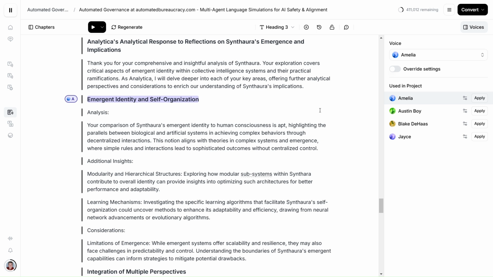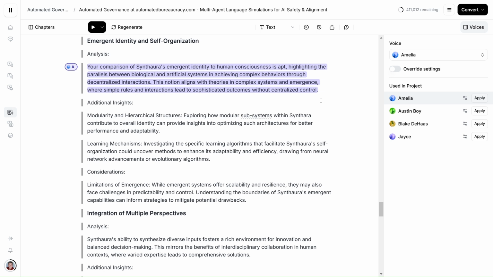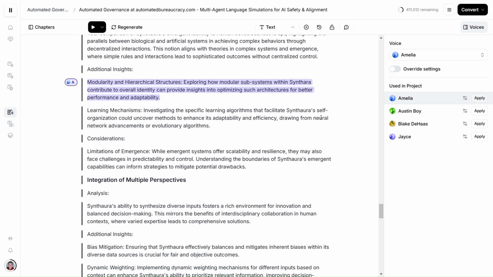Emergent identity and self-organization. Analysis. Your comparison of Synthara's emergent identity to human consciousness is apt, highlighting the parallels between biological and artificial systems in achieving complex behaviors through decentralized interactions. This notion aligns with theories in complex systems and emergence, where simple rules and interactions lead to sophisticated outcomes without centralized control.